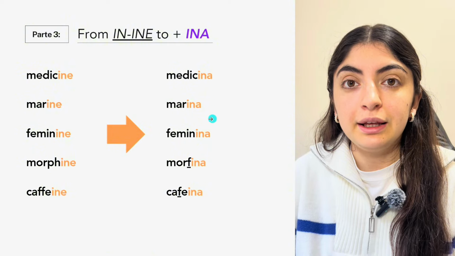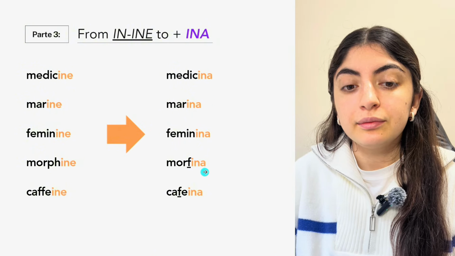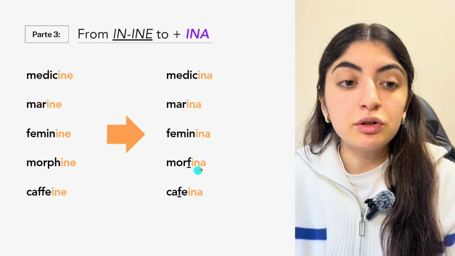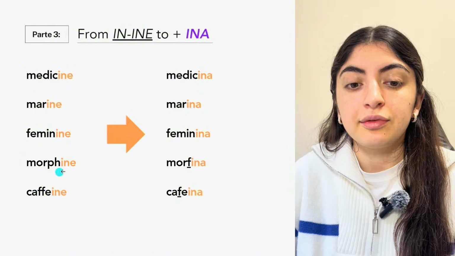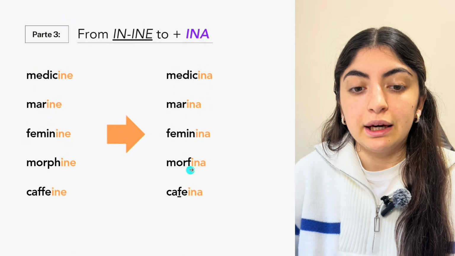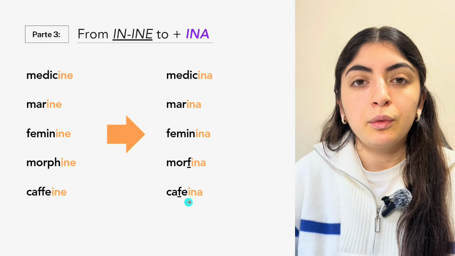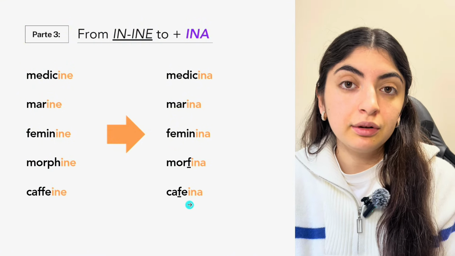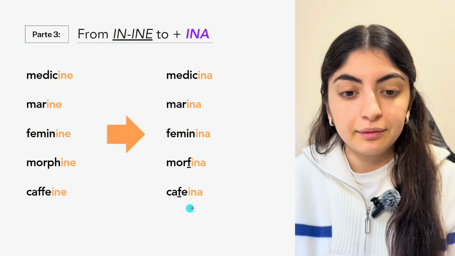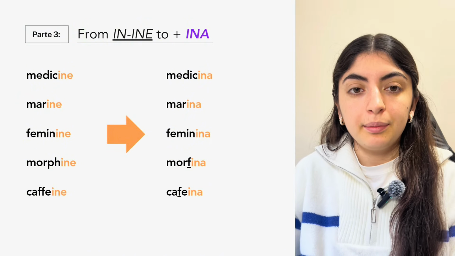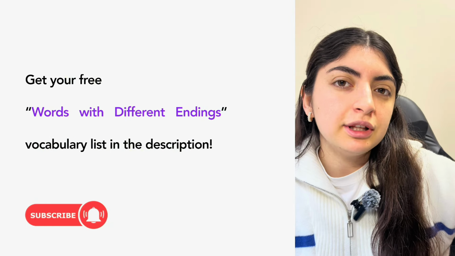Medicina, marina, femenina, morfina. In Spanish, we don't have this combination PH. We change it for an F. So, morfina. Cafeína, the same here. We don't have double F. We do have double L, for example, double R, but we don't have double F. Cafeína. Bien. Perfecto. So you may wonder, are these the only words that apply for this method?